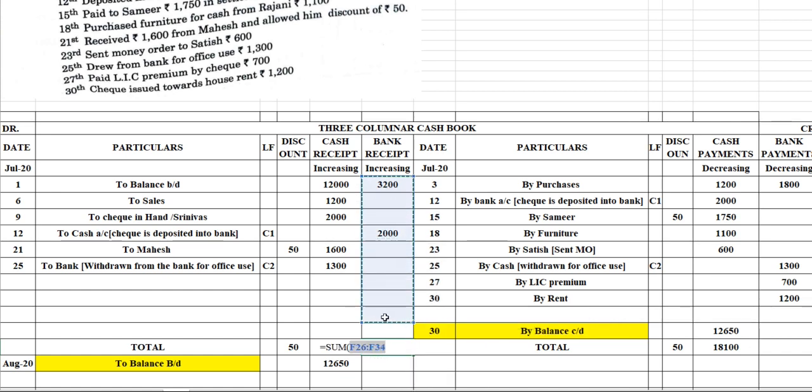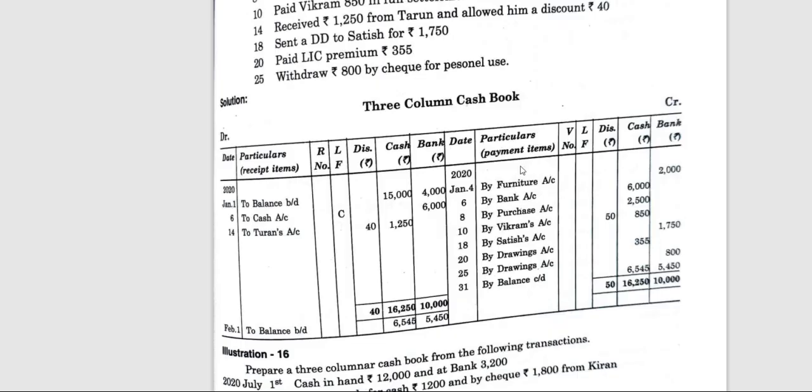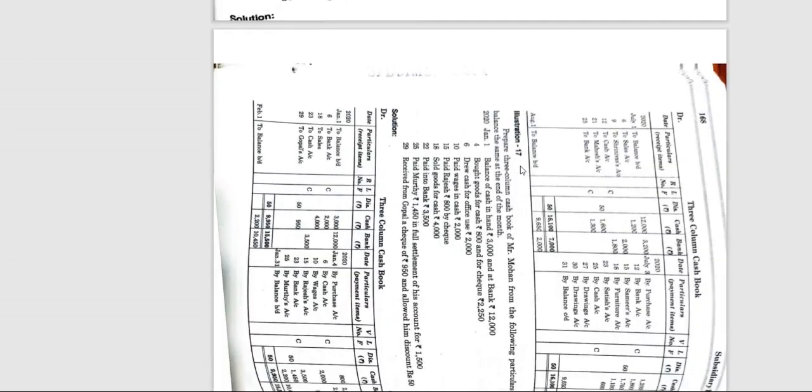The total of the bank column is 5,200 rupees. The same will be taken here on the right side also. The total of these items is 5,000 rupees. The difference is 200 rupees. Okay, so the same will be taken here, 200 rupees. So this is about illustration 16. Let's see if the answer is correct.